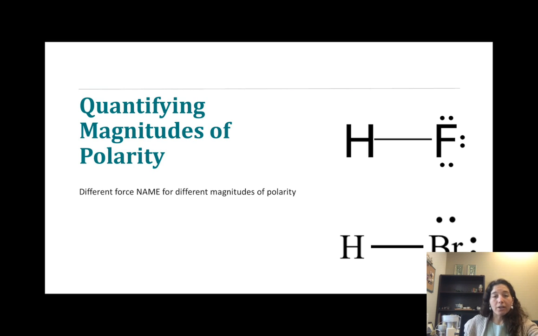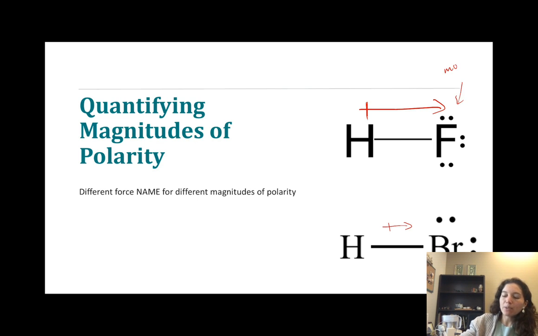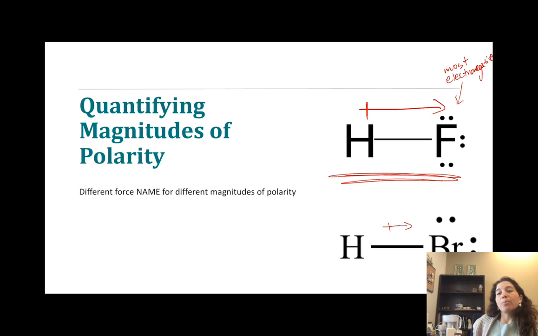So we learned last time about different magnitudes of polarity. We had drawn our dipole arrows on our molecules. You can see here that for HF we have a really big dipole moment. For HBr we have a much smaller dipole moment, because fluorine is the most electronegative atom on the periodic table. So HF has a giant dipole moment, and it's very, very polar.